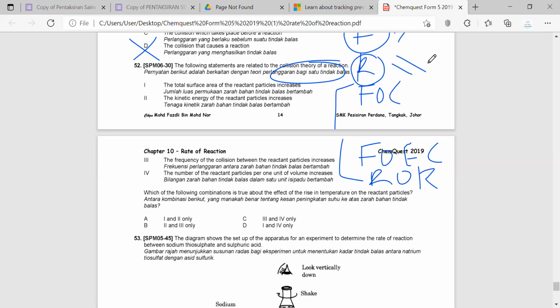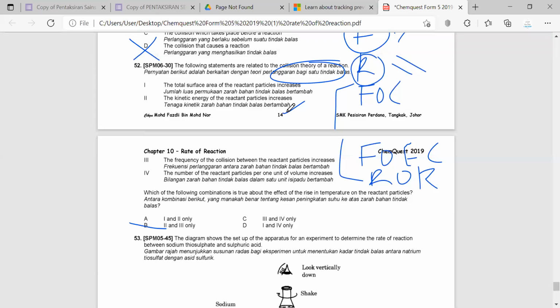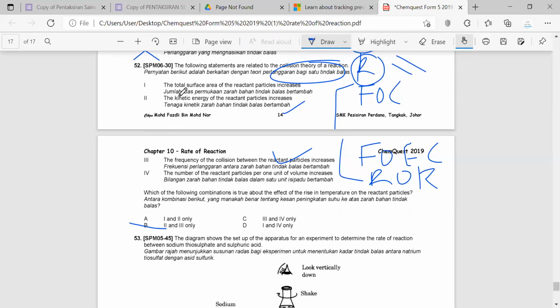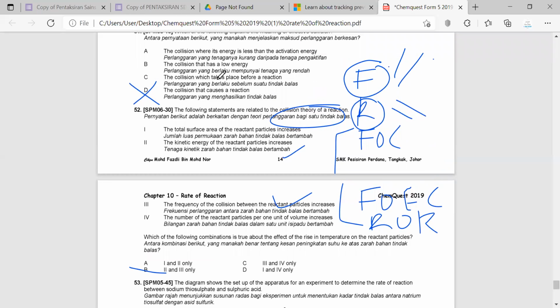The answer is B. Okay, he says 2 and 3. The kinetic energy of the reacting particles increases. The frequency between the reactant particles increases. All right, so yes, the answer is correct. Why is the answer for A wrong? That one is for size. Okay, very good. But it doesn't say any size, but normally the total surface area for a reactant will increase. Actually, the sentence is not wrong.